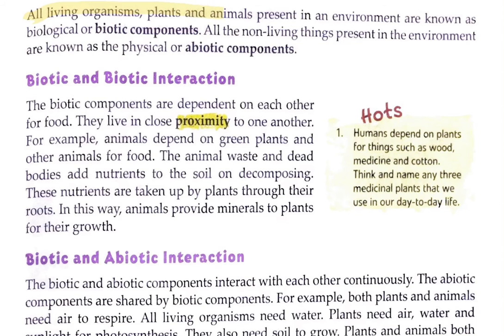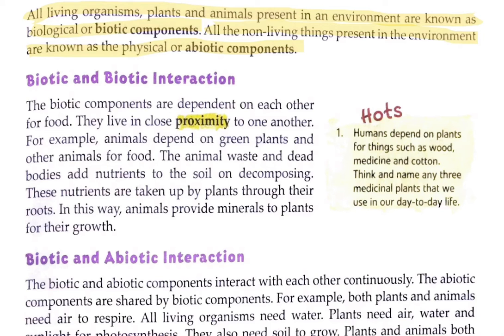All living organisms, plants and animals present in an environment, are known as biological or biotic components. All the non-living things present in the environment are known as the physical or abiotic components. Every living organism is known as a biotic component, and every non-living thing present in a particular environment is known as a physical or abiotic component.